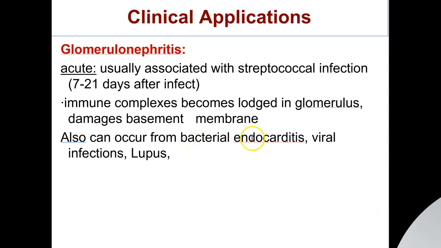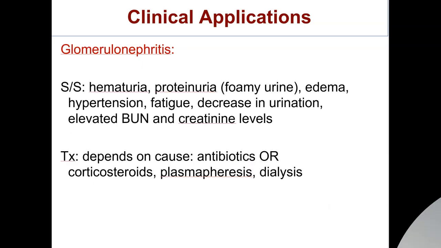So any bacterial infection can cause it, viral infections can cause it, and sometimes you'll see it with lupus, which is an autoimmune disease, so you have a lot of those complexes. So the treatment of it is going to depend on what's causing it. If it's bacterial, you'll go on antibiotics, probably IV antibiotics. If it's an autoimmune thing, they might do corticosteroids to suppress your immune system. They can do plasmapheresis, where they basically filter your plasma and get those antibody antigen complexes out of there, so they stop plugging up the glomerulus.